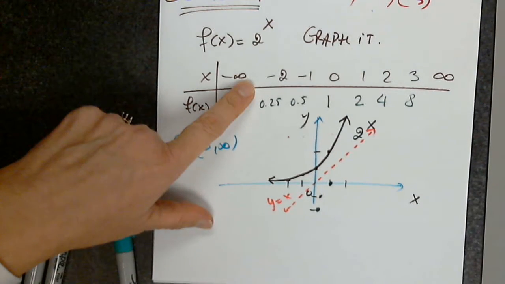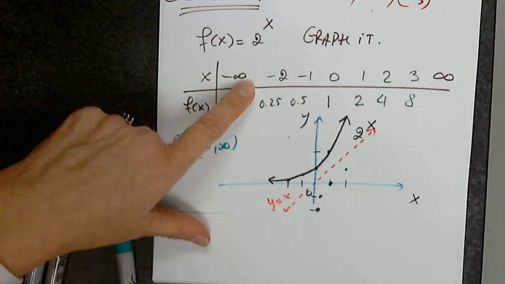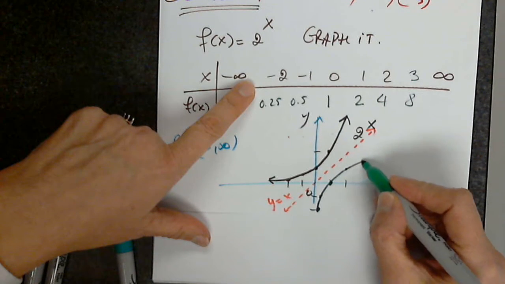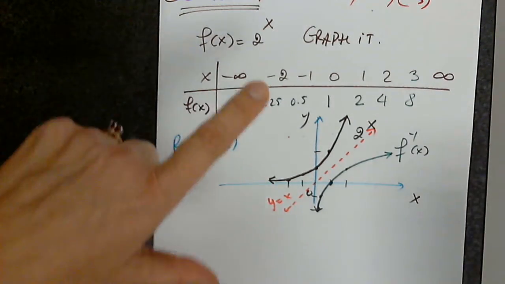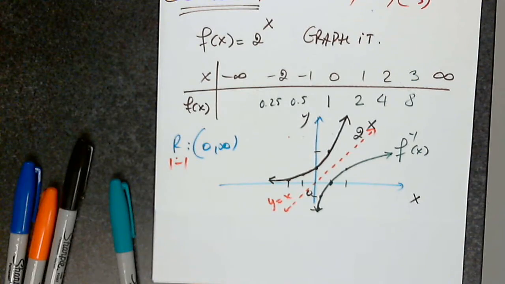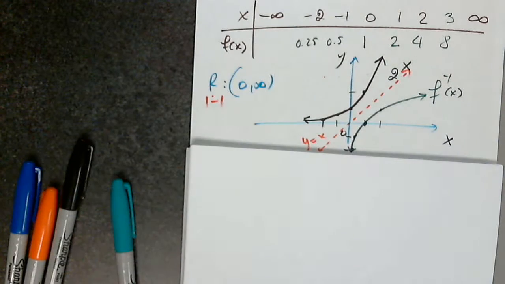Excellent. And I got the idea. Here it is. This is the inverse function of 2 to the x. Great. As you notice, if the base is greater than 1, the function is increasing. Its inverse is also increasing on all its domain. Any questions?